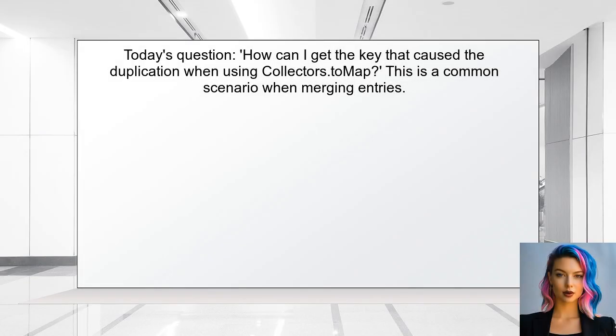Here's the specific question we're addressing today. One user asked, how can I get the key that caused the duplication when using Collectors.toMap? This is a common scenario when merging entries, and it can be tricky. Let's explore this together.